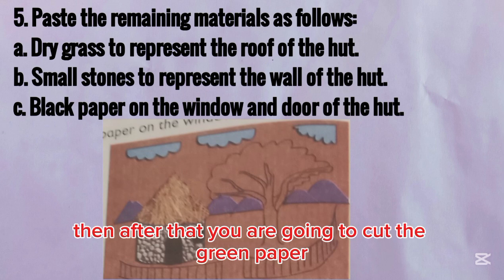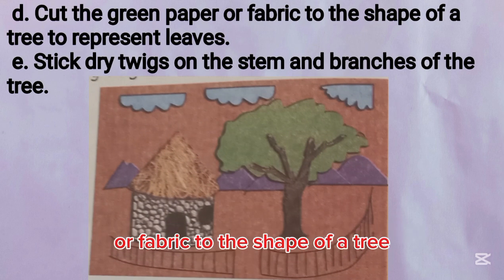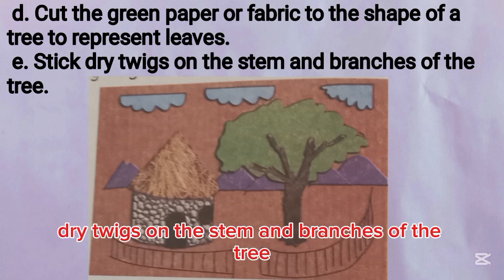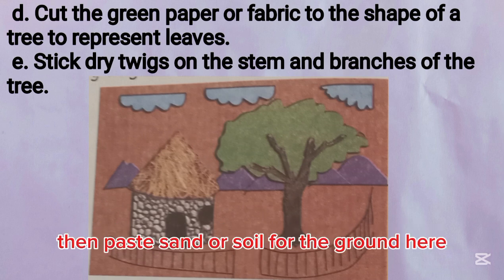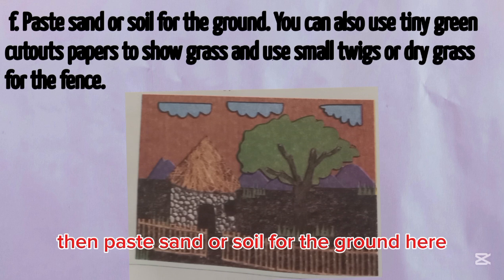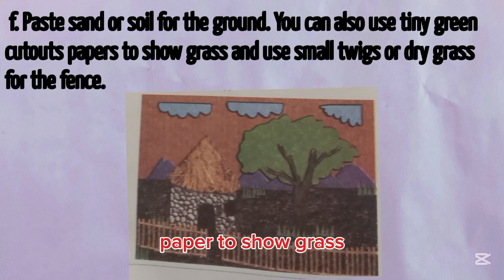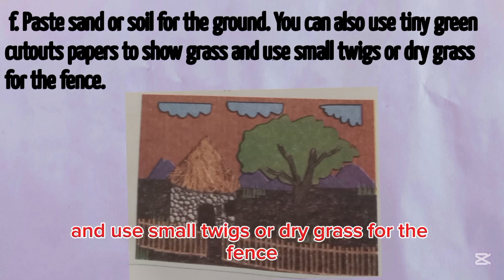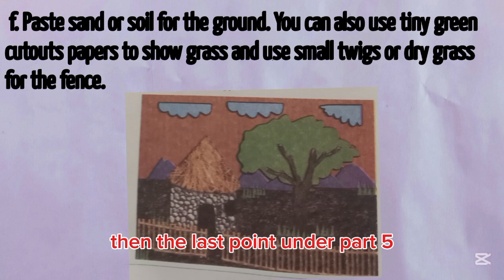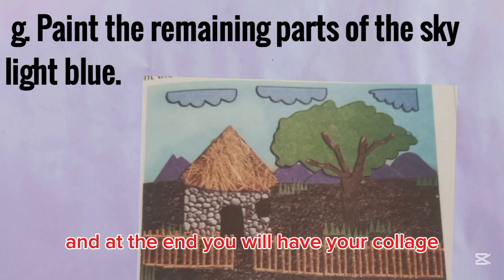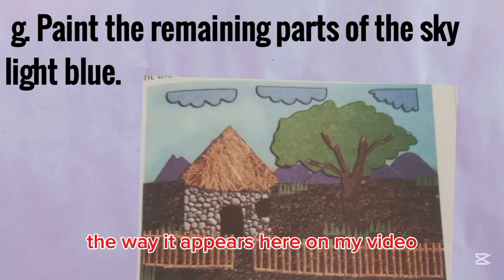Then cut the green paper or fabric into the shape of a tree to represent the leaves. After that, stick dry twigs on the stem and branches of the tree. Then paste sand or soil for the ground. You can also use tiny green paper cutouts to show grass, and use small twigs or dry grass for the fence. The last point under part 5, paint the remaining part of the sky light blue, and at the end you will have your collage the way it appears here on my video.